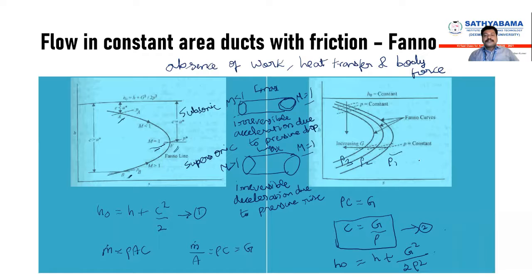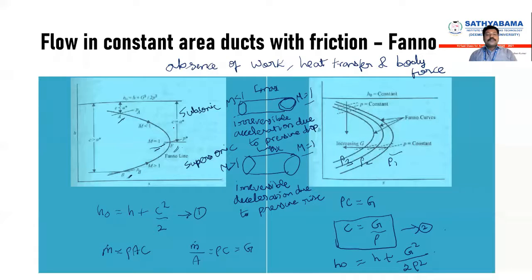So this is nothing but Fanno flow, and the curve which represents the behavior of Fanno flow is called the Fanno curve. And this Fanno curve is nothing but an enthalpy-entropy diagram. The entropy of the state increases for both irreversible acceleration and irreversible deceleration. See here, from state A to F, your entropy increases. From state B to F, again your entropy increases. So the entropy of the state is still increasing. So this is the Fanno flow.